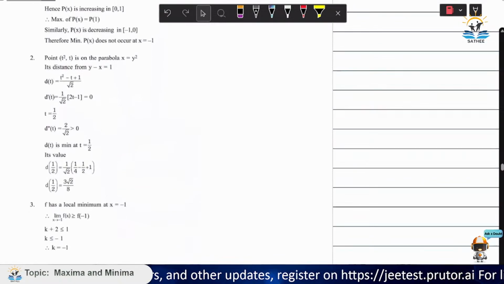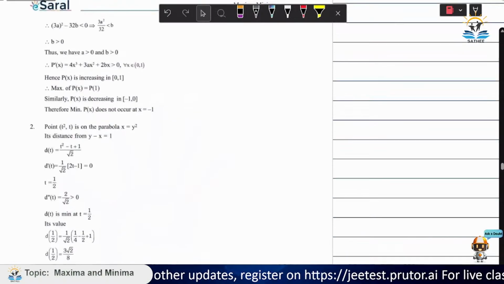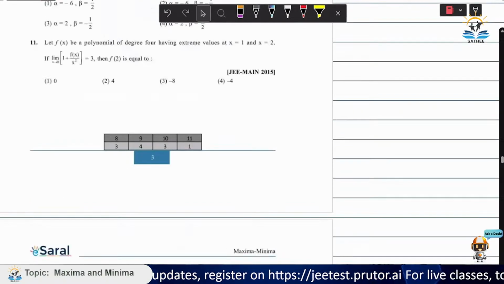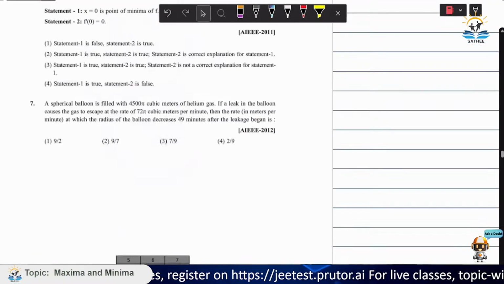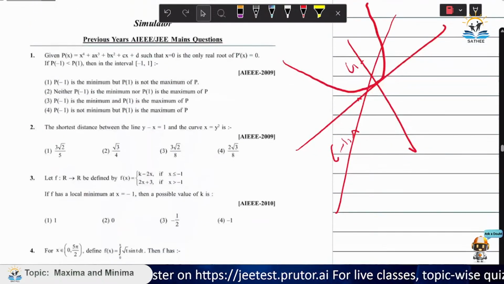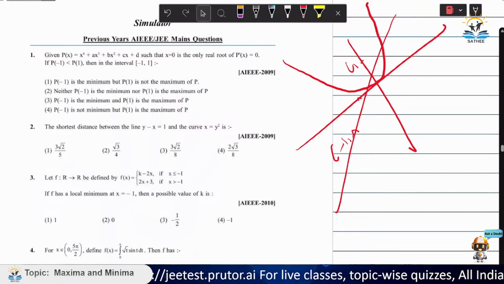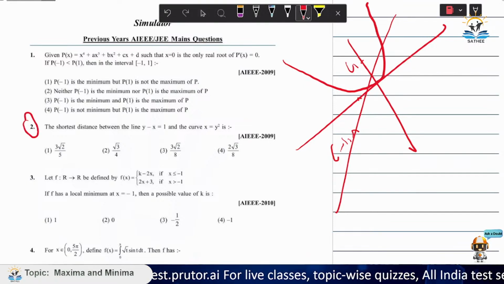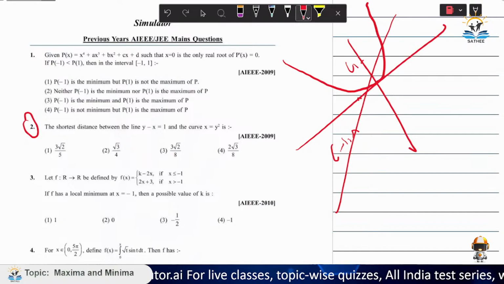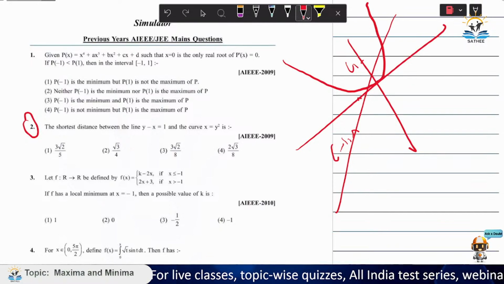No, guys, it is a wrong solution. Sorry, but I don't know what they've done here. Let me get back to you over this. What do we mean by the shortest distance between the line and the curve? Because they are intersecting, right?